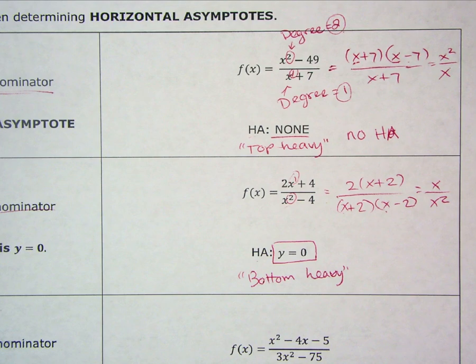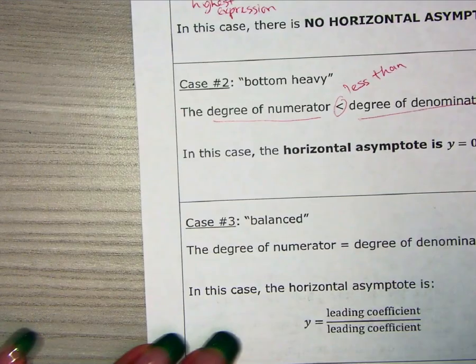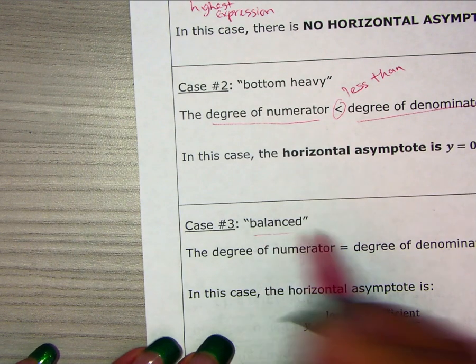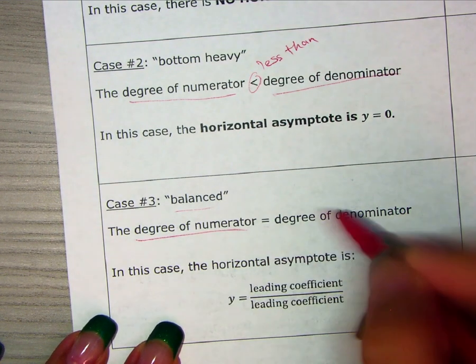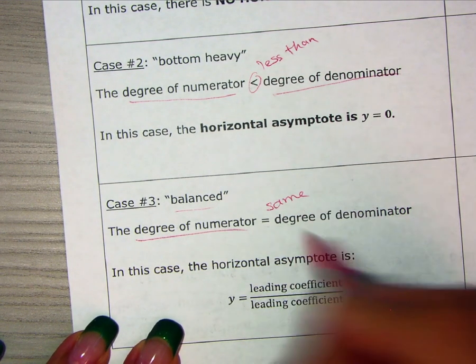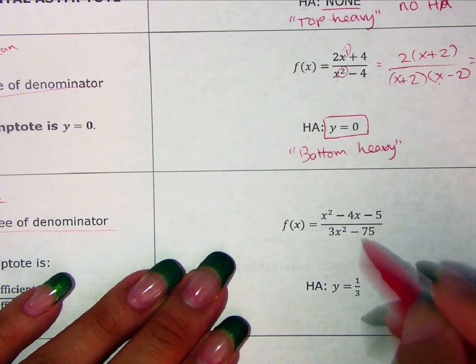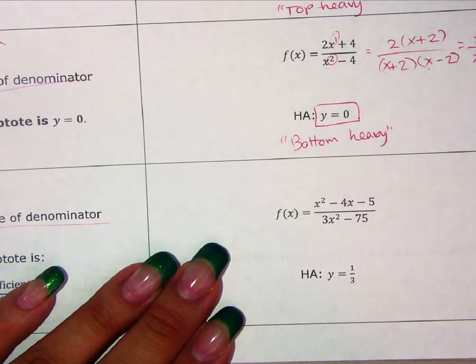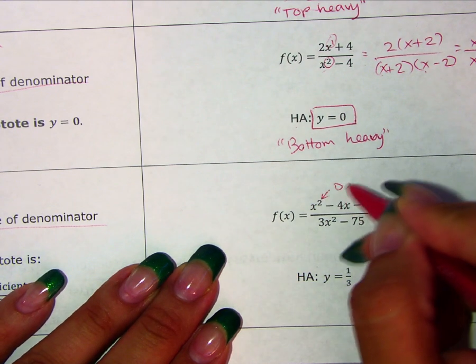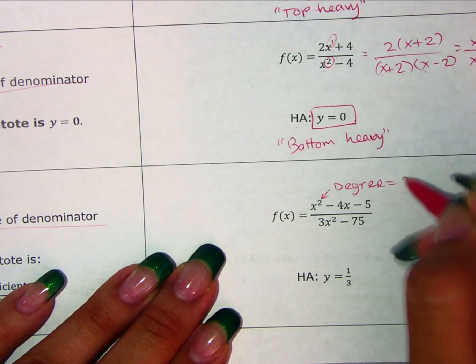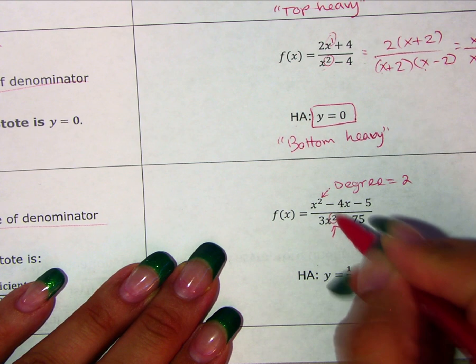So when we look at the last example, this is whenever we have a balanced scenario. We have the degree of the numerator being equal or the same as the degree of the denominator. We are going to have to calculate the asymptote. So for example, right here, the degree is 2. And then here, the degree is 2.